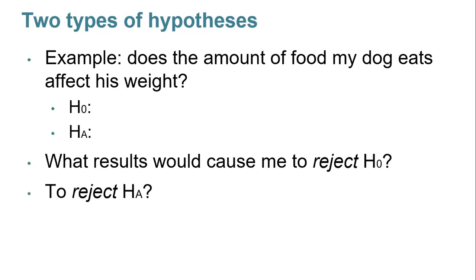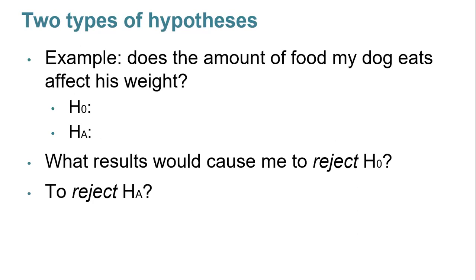All right, here's another example. The question for this experiment is, does the amount of food my dog eats affect his weight? The null hypothesis predicts no change. So the null hypothesis would be that the amount of food that he eats does not change his weight or does not affect his weight. The alternative hypothesis, remember, says that there will be a change. So the alternative hypothesis would be that the amount of food he eats does affect his weight, does change his weight.